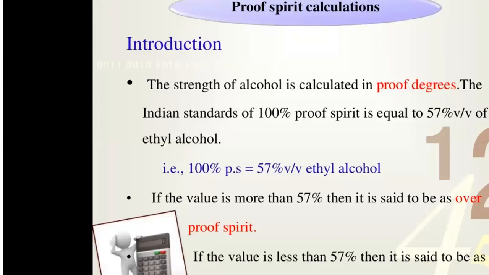So these are the terminology and the definitions you have to remember. First of all, the proof spirit definition. Proof spirit means what? If it is 57% volume by volume ethyl alcohol, then that is called proof spirit. If it is above 57%, then that is overproof spirit. If it is less than 57%, then that is underproof spirit. These are the definitions and terminology you have to remember in proof spirit calculations.